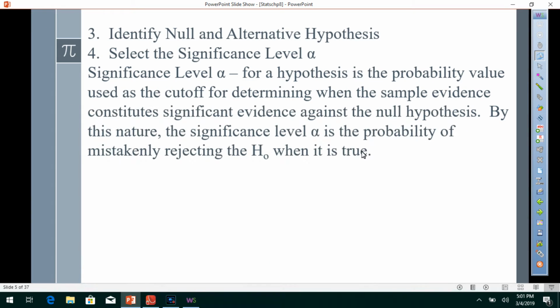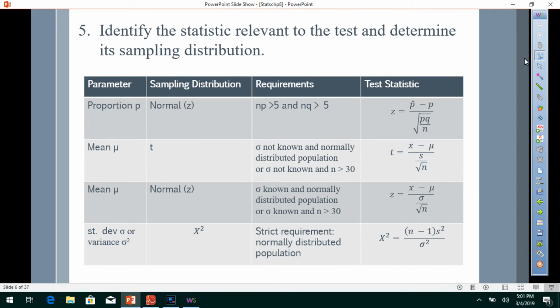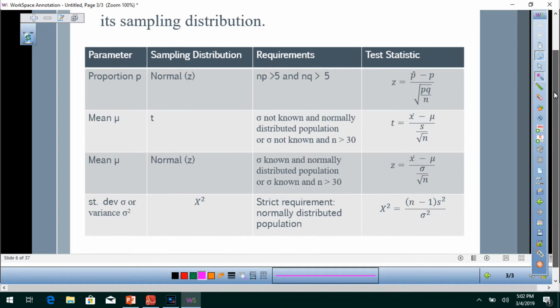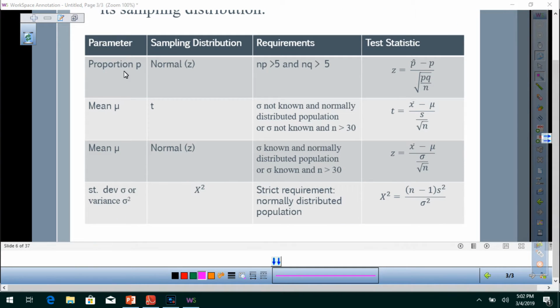So now let's go on. Identify the test statistic relevant to the test and determine its sampling distribution. So basically, in this course, we're going to learn about 4 or 5 different ones: the proportion, the mean if sigma, the standard deviation, is not known, and the mean if the standard deviation is known, two separate formulas. And then we're going to use the standard deviation or the variance, and for that we're going to use chi-square.